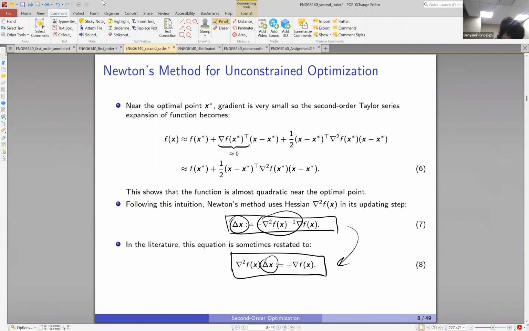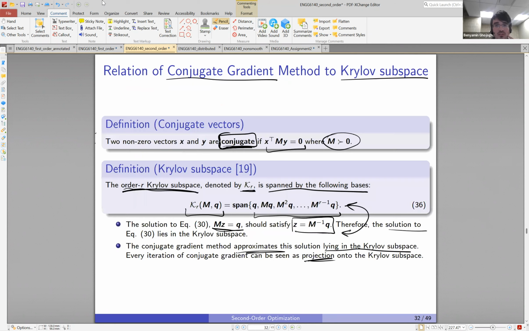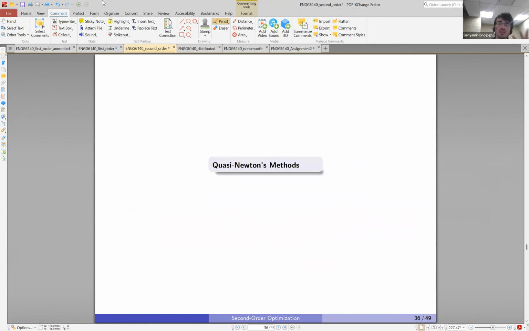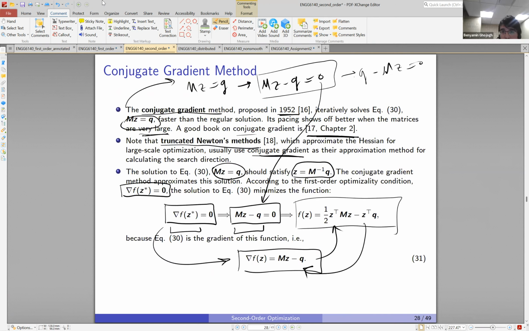Okay, so that's one thing. And now quasi-Newton's method says, okay, I understand you're tired of calculating the Hessian or the inverse of the Hessian. Let me approximate it for you. So it's not very hard and tiring for you to calculate the Hessian or inverse of the Hessian. Although it's an approximation and not exactly accurate, it's good enough. Okay, let's do that. So similar to what we did in equation 6, do you remember equation 6?